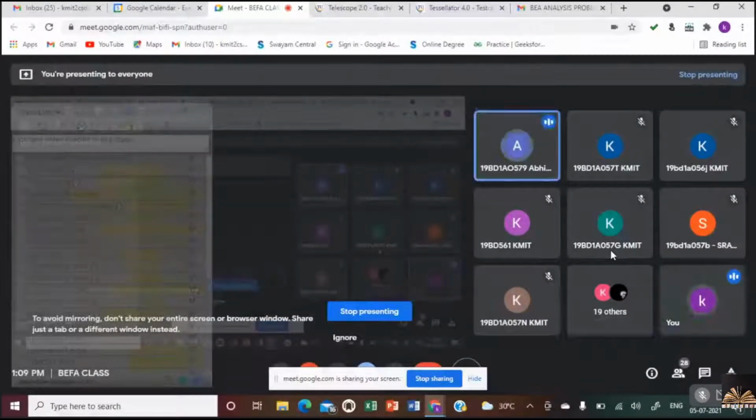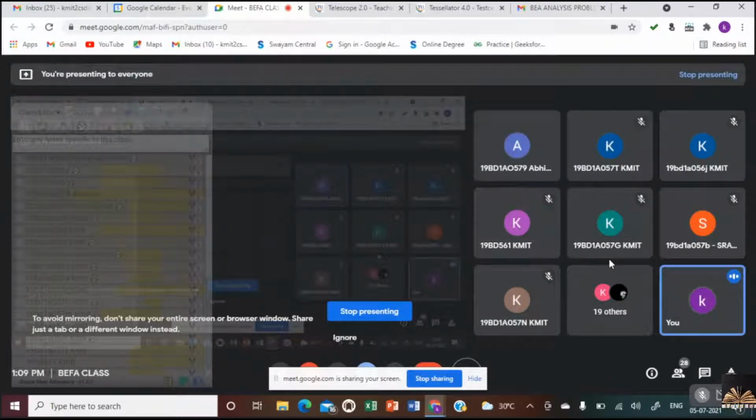Selling price minus variable cost by selling price, that is contribution margin ratio. Contribution margin is selling price minus variable cost. So 10 minus 6, contribution margin is 4. So how many units should he need to sell to get a profit of 30,000? How many units shall he need to sell?